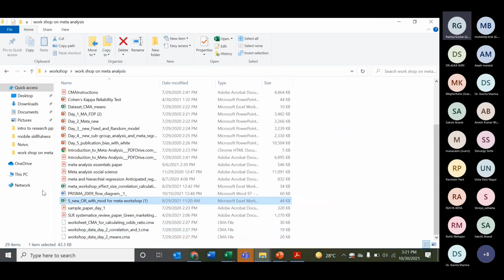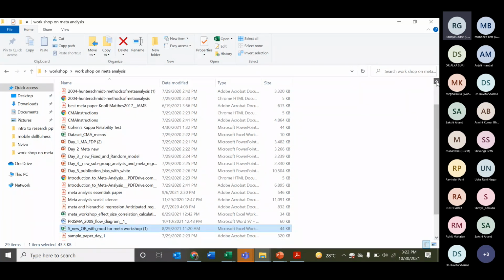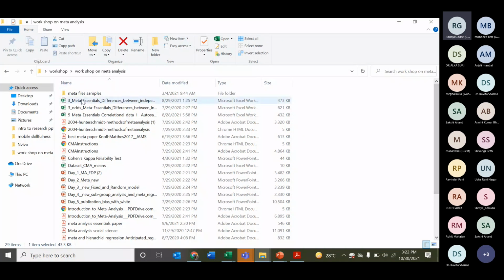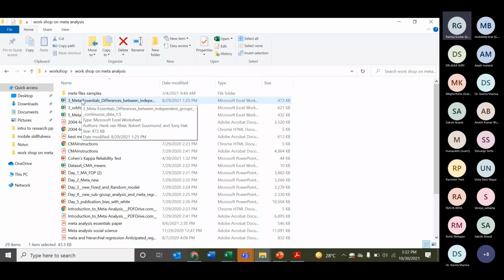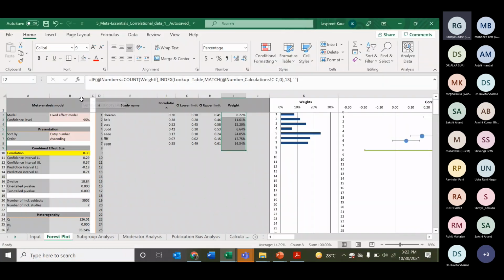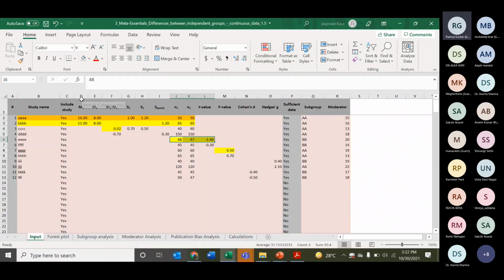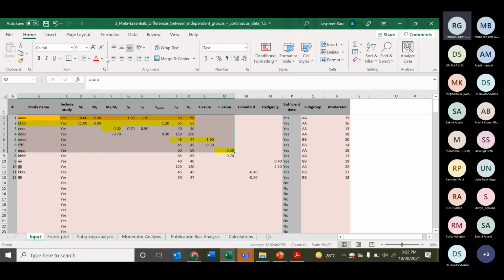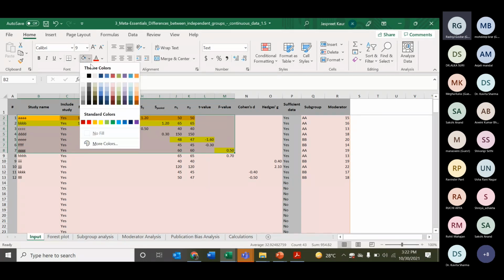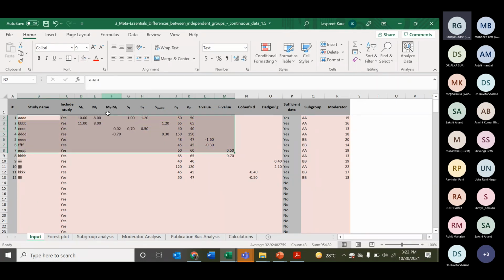type of papers. So for this, you can go to, just a second, in your sheets that you have, you can go to sheet number 3, Meta Essentials, Differences Between Independent Groups. Please go to sheet number 3, Meta Analysis, Differences Between Independent Groups and Continuous Data. Okay, and if you open this sheet, you will be able to see in input there are so many inputs.